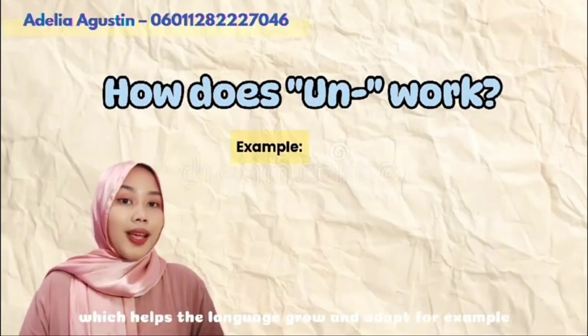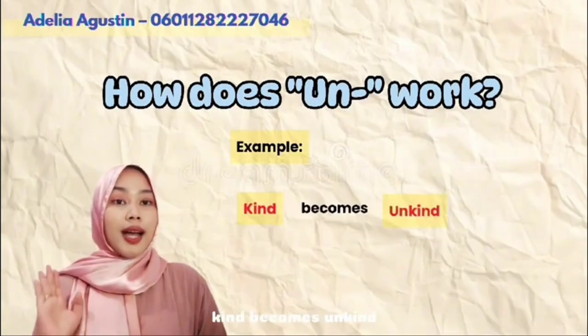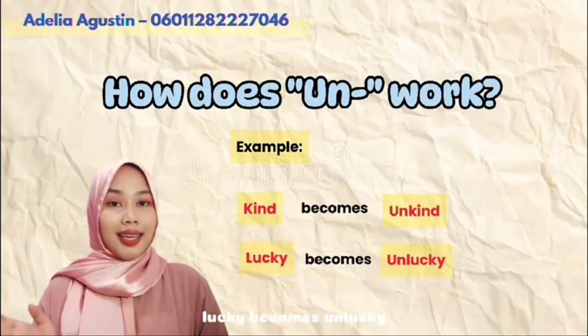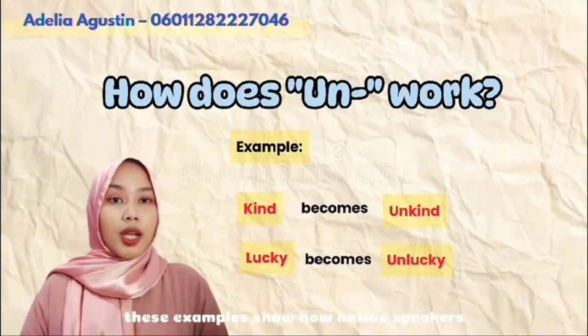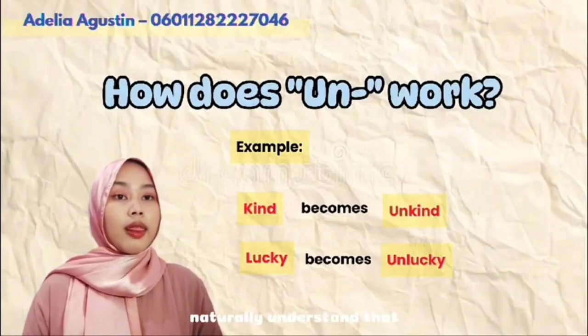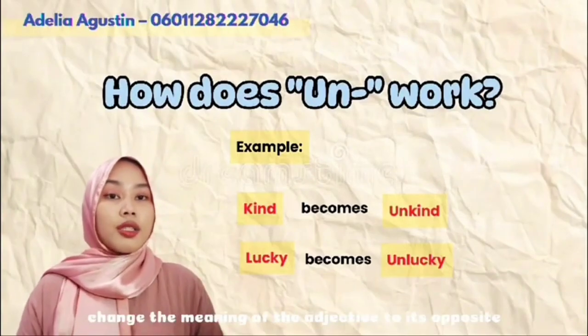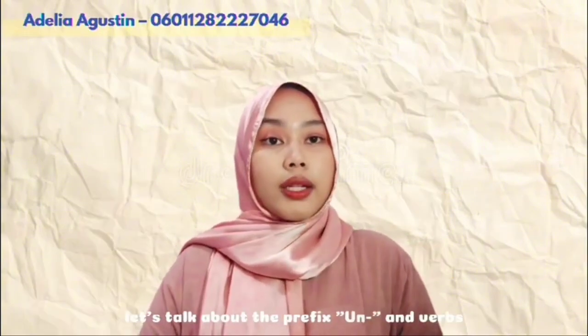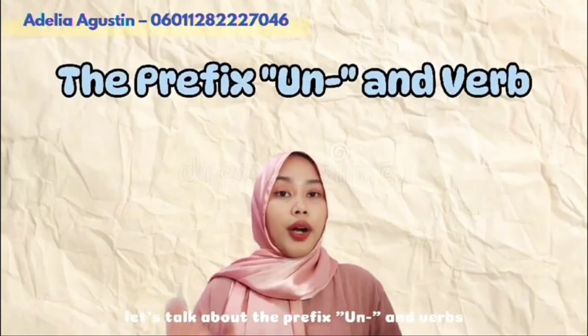For example, kind becomes unkind. Lucky becomes unlucky. These examples show how native speakers naturally understand that adding un changes the meaning of the adjective to its opposite. Okay, next, let's talk about the prefix un and verbs.